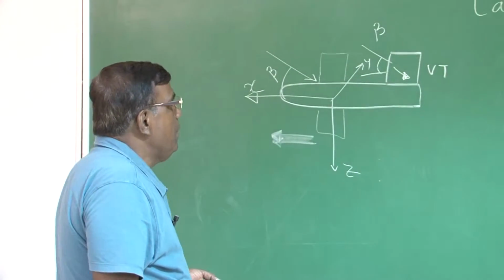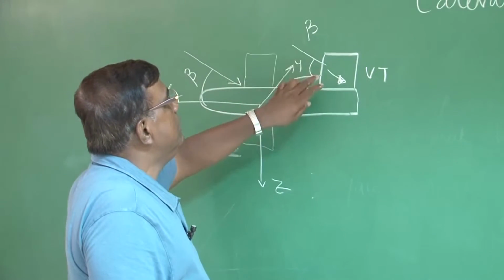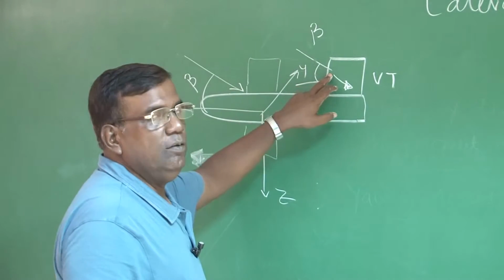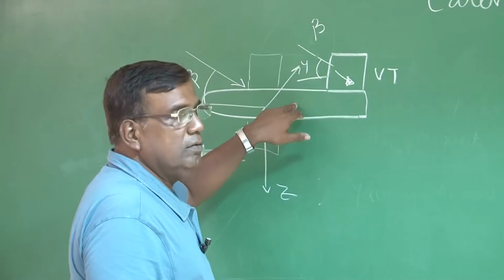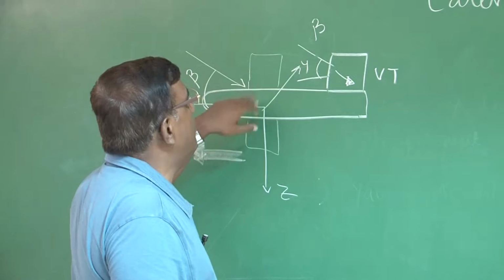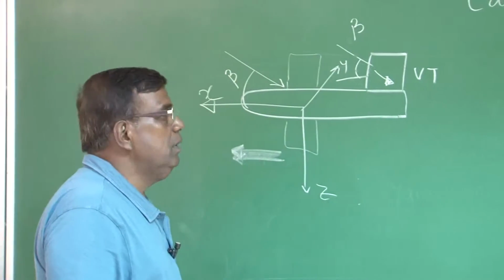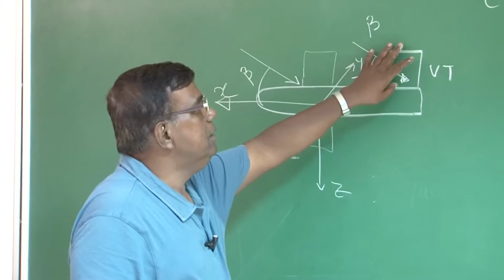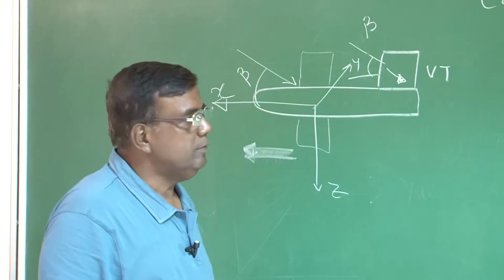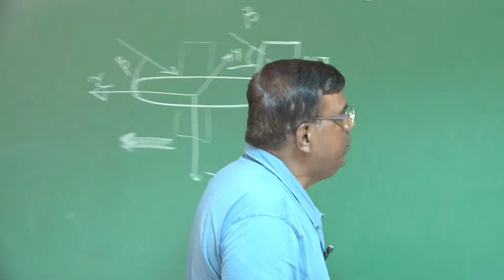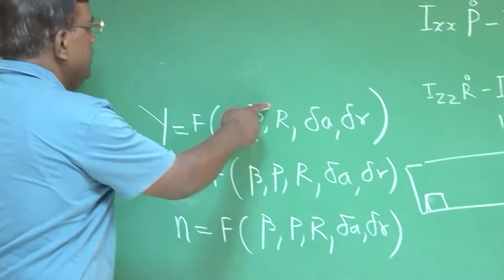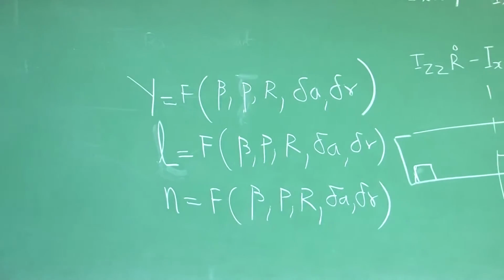Right? But there is no doubt about it. If there is a beta, vertical tail will give you side force, fuselage also will give you side force, and depending on what type of wing, they also will contribute. However, predominant will be the vertical tail, right? What about p? Will it be a function of p? That is the second question.